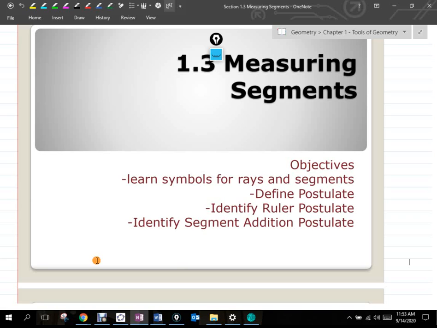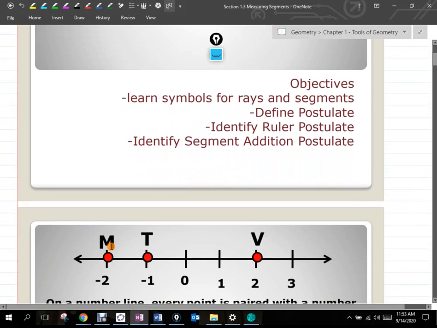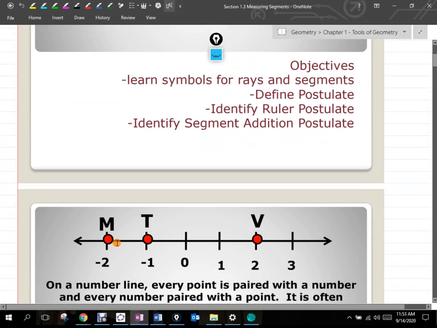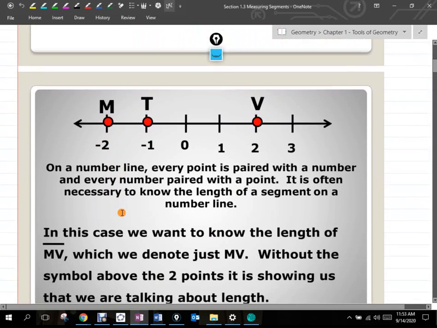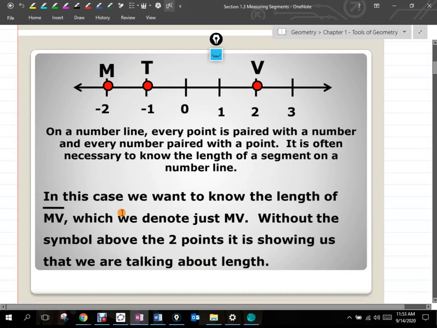So if we get a really good understanding of how to do this, then it's not going to be a very hard stretch to then start doing those types of things inside triangles, inside circles and rectangles and that kind of stuff. And we've already talked about how we identify segments and symbols and stuff like that.